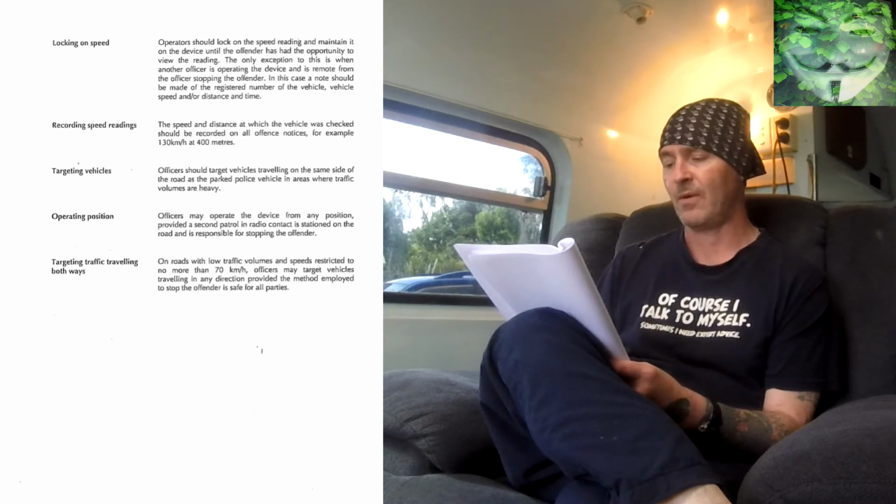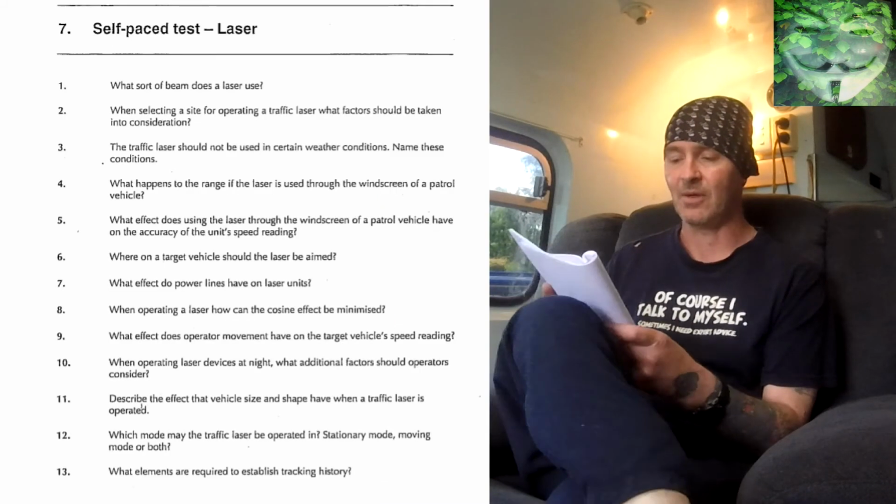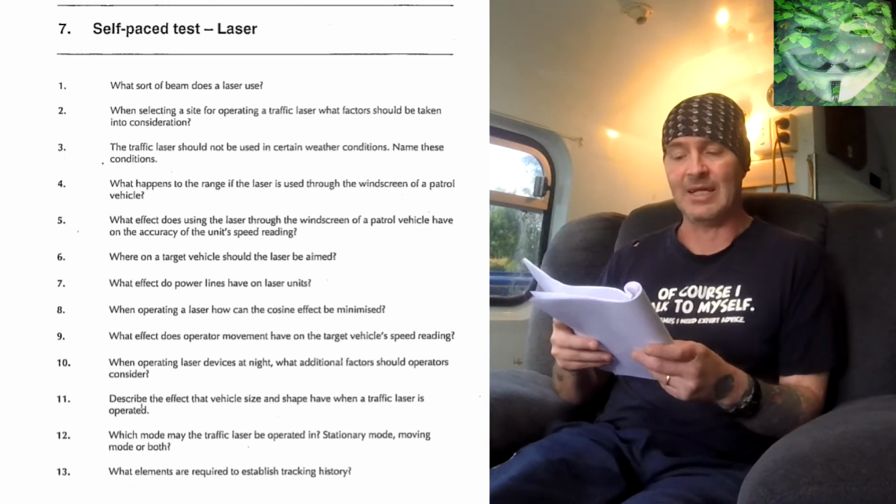Targeting traffic travelling both ways. On roads with low traffic volumes and speed restricted to no more than 70 kilometres an hour, officers may target vehicles travelling in any direction provided the method employed to stop the offender is safe for all parties. And then you've got a self-paced test here for the laser again.